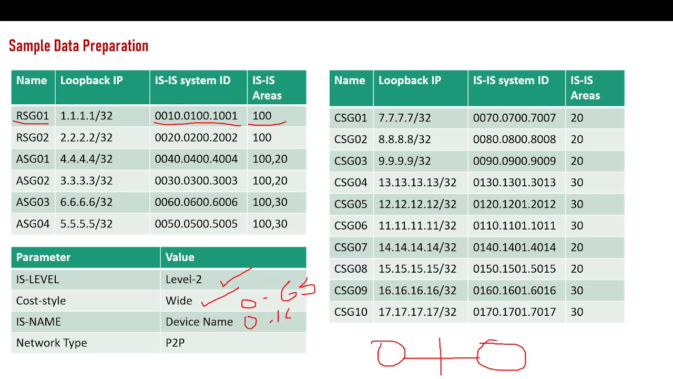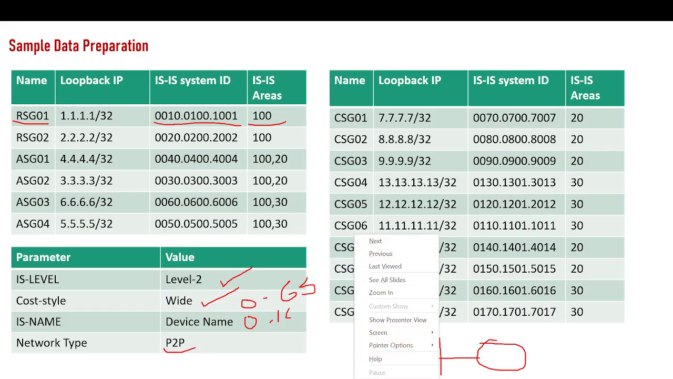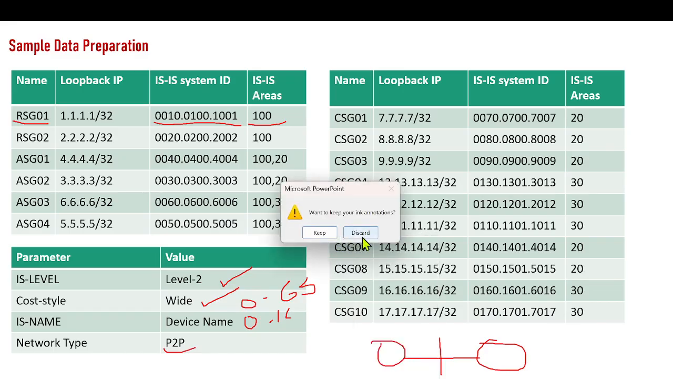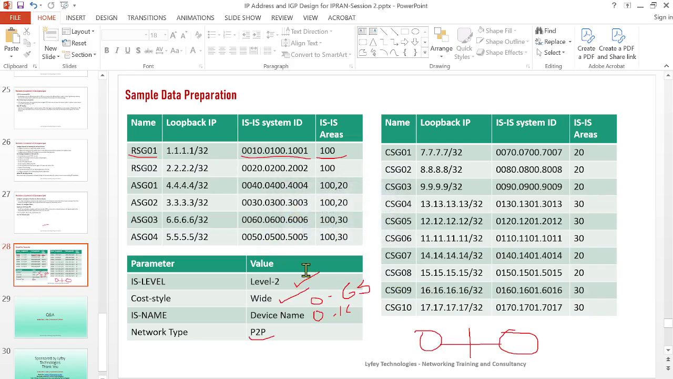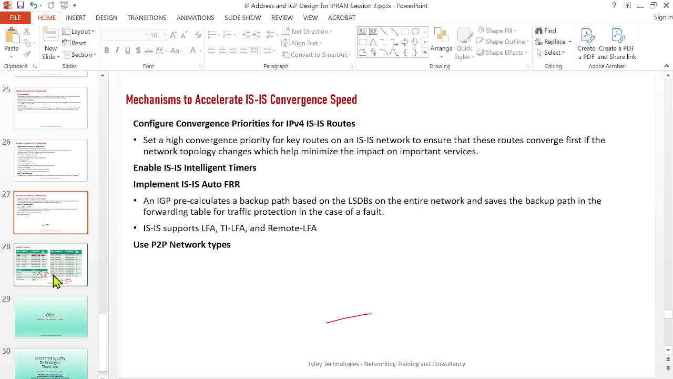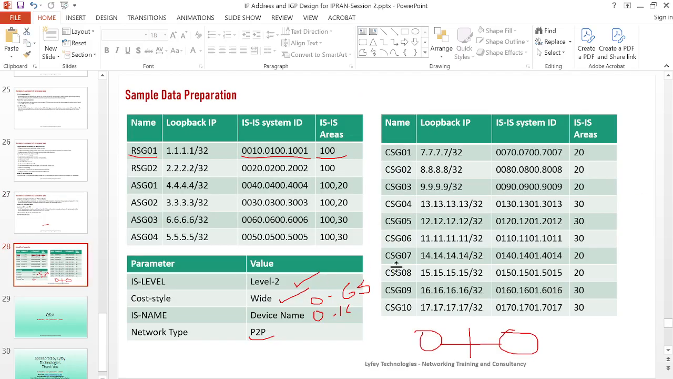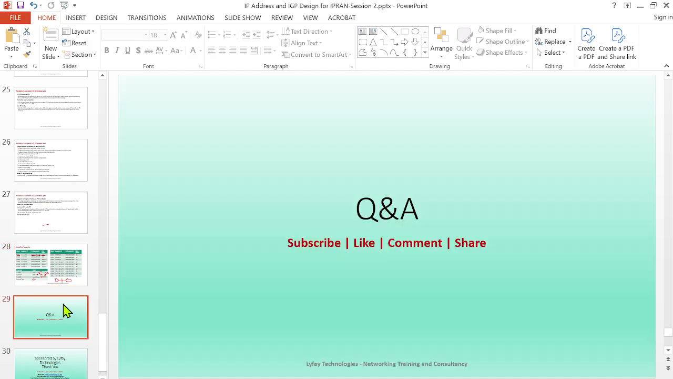And then the network type, we have also mentioned that you normally go with point-to-point connection. We avoid using the broadcast network type. Someone has a comment, or please mute unless you have a question. So you need to prepare this data before you go ahead to do the implementation on the IPRAN network. And yeah, the floor is open for questions.